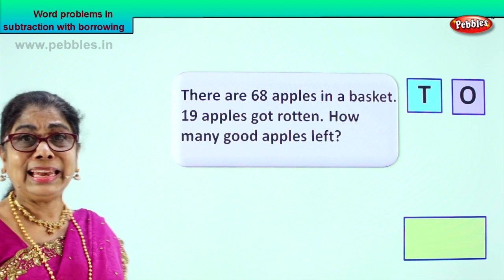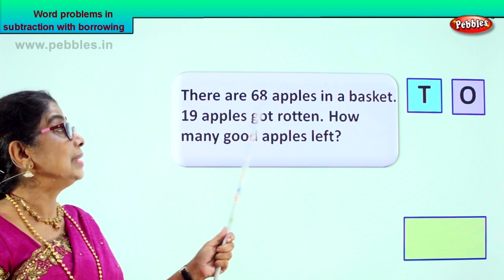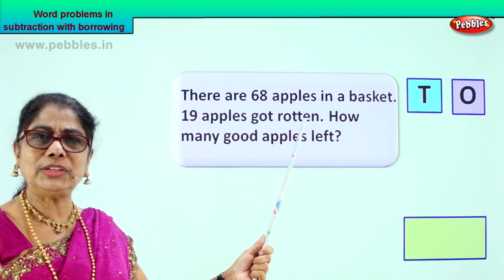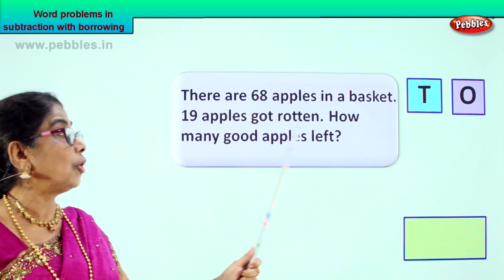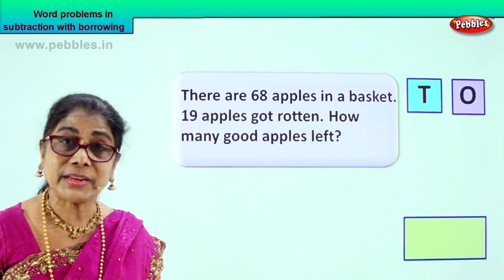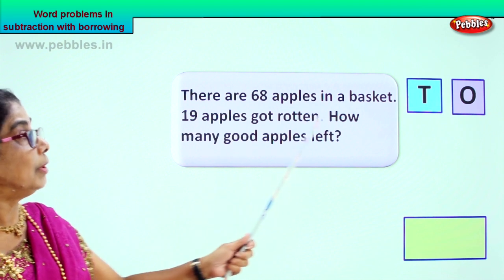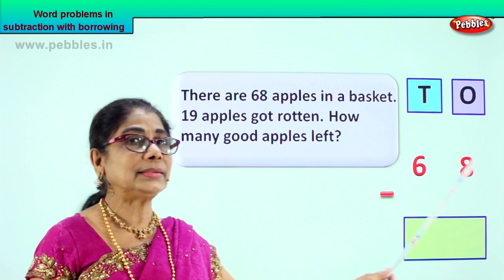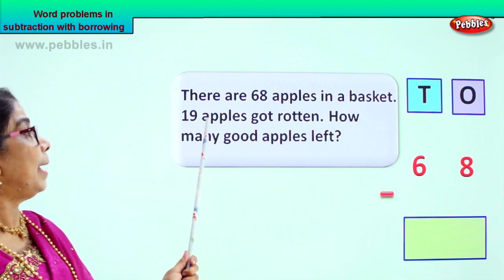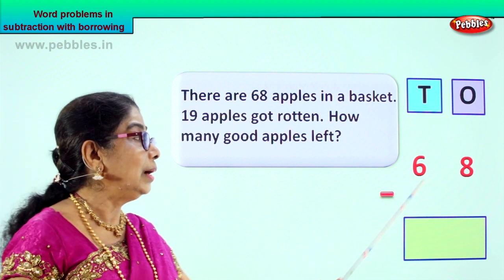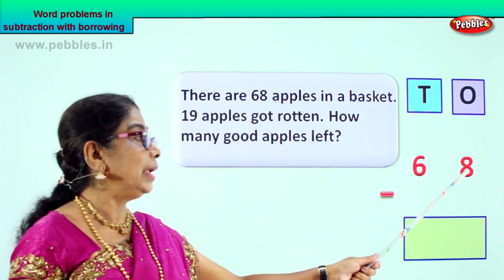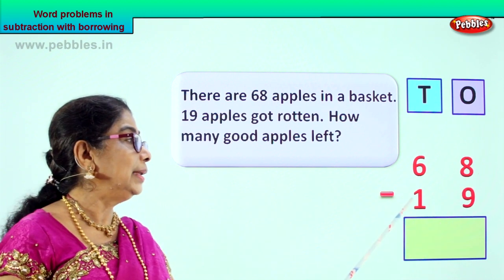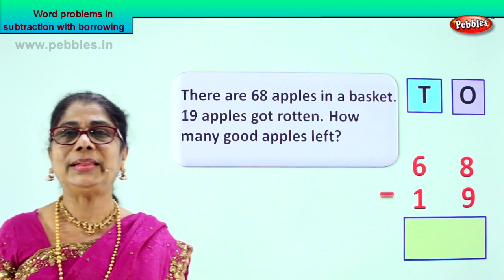Look. Let's read together. There are 68 apples in a basket. 19 apples got rotten. What is rotten? Spoiled. 19 apples got rotten. How many good apples left? Good. Total number of apples in a basket, 6 tens, 8 ones. We put it here, 68. Number of apples rotten, 1 ten, 9 ones. 68 minus 19. And that's how we'll find the answer.